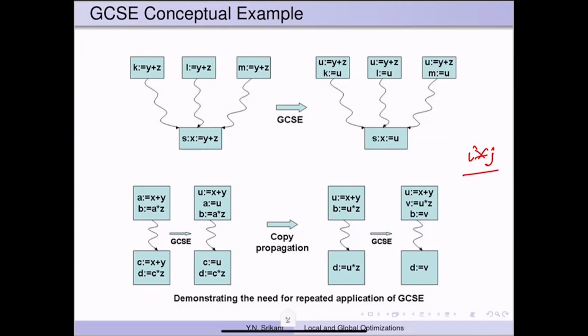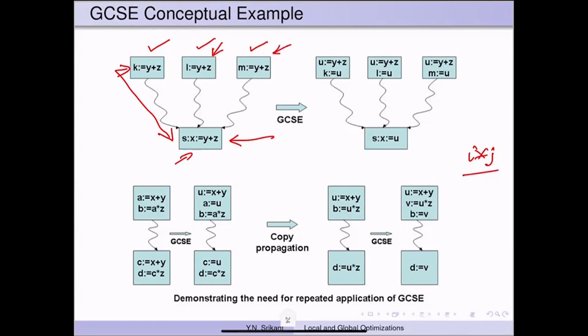Take an example. We are computing k equal to y plus z here. We are computing l equal to y plus z here. And we are computing m equal to y plus z here. And at this point, we are computing x equal to y plus z. Now, if the flow comes across like this, then the value of y plus z computed here can be reused. We don't have to compute it again here. It is exactly the same scenario here also. y plus z can be reused. And finally, this as well, y plus z can be reused.